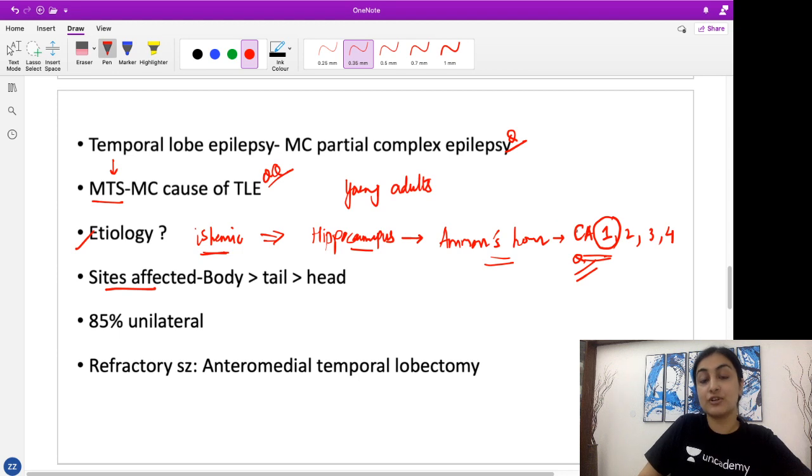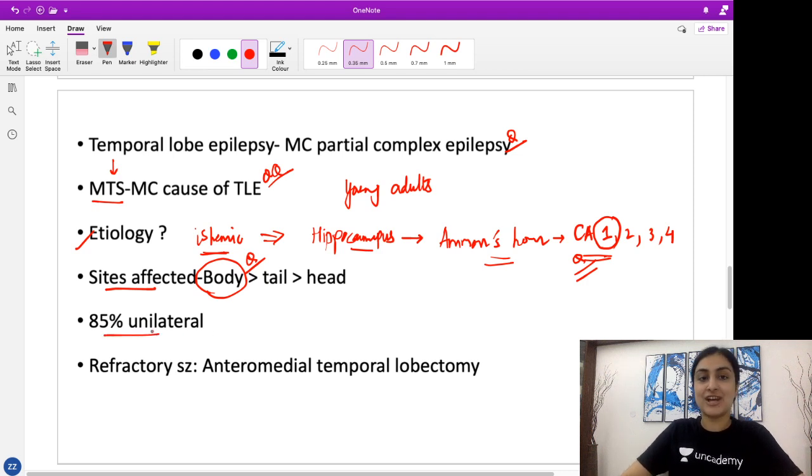So this was histopathologically correct. Grossly we have the hippocampus that is divided into the body, tail and head. Out of that the body is the area which is most commonly affected, followed by tail, followed by head. Again, a question that can be put to you as a one-liner in another form.